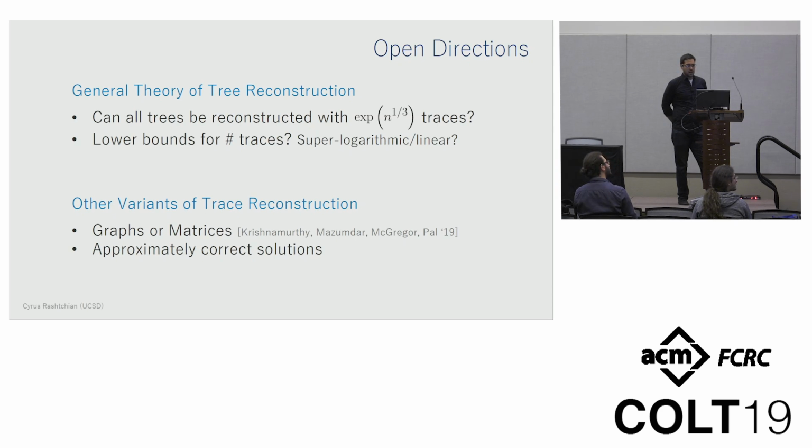Finally, there's a bunch of other variants of trace reconstruction that are interesting. People have looked at, very recently, graphs or matrices, where you delete nodes of the graph and want to reconstruct the labels on the nodes. People have also been trying to see if, instead of recovering a worst-case tree or string, we can get an approximately correct solution with far fewer samples.